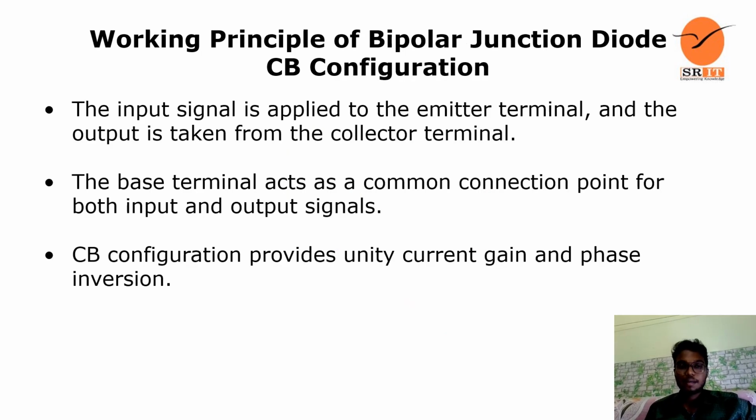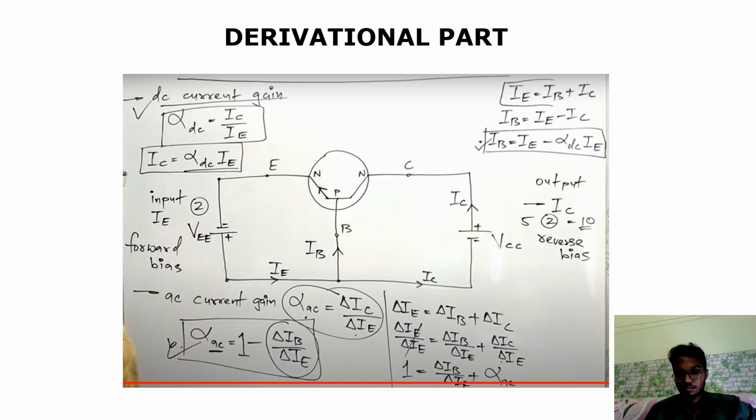Now let us move on to the working principle of bipolar junction diode CB configuration. The input signal is applied to the emitter terminal and the output is taken from the collector terminal. As we have seen in the diagram, from the left side we are providing the input signal, and from the right side, that is from the collector terminal, we are collecting the output signal, and the base terminal acts as a common connection point for both input and output signals. As we can see in the diagram, it is placed in between the input signal and output signal. CB configuration provides unity current gain and phase inversion. Coming to this point, we'll prove this in the derivational part in the next slide.